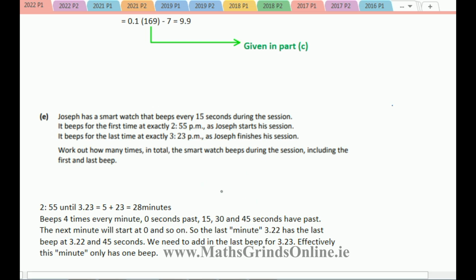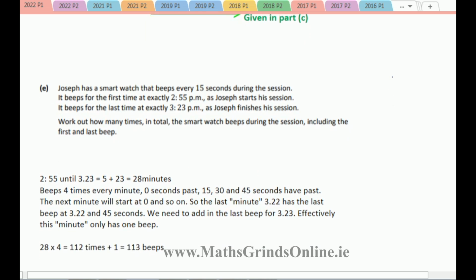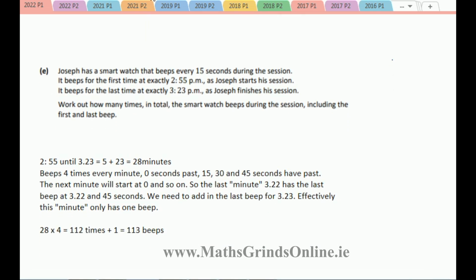Okay, so I just kind of wrote it out as I did it in my head. So at 2:55 until 3:23, there's basically 5 minutes up till 3 o'clock and then 23 minutes after 3 o'clock. So altogether that's 28 minutes. It beeps 4 times every minute, because every 15 seconds. So at effectively right on the minute, in other words, as 0 seconds passed, and then at 15, 30 and 45 seconds. The next minute will start at 0, in other words 0 seconds, and so on and so forth.